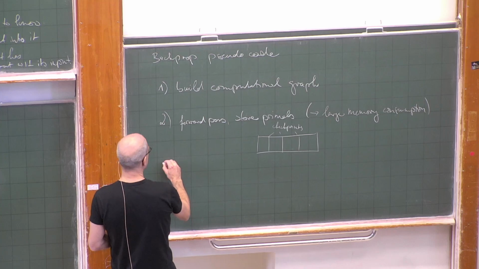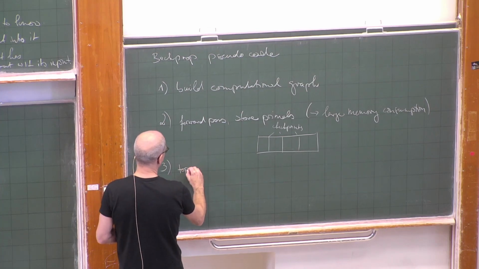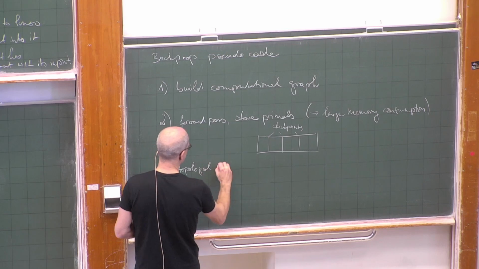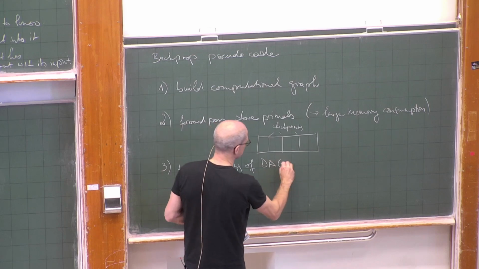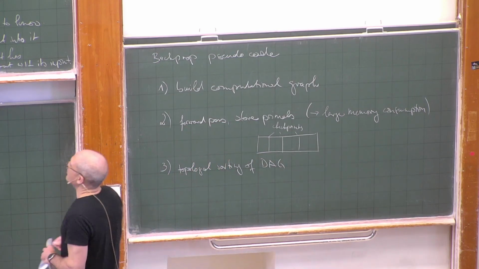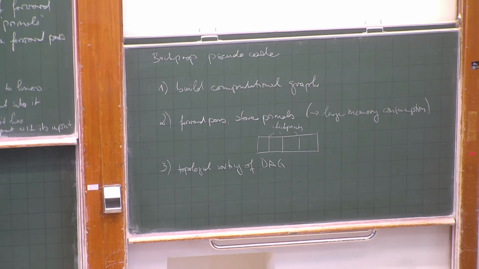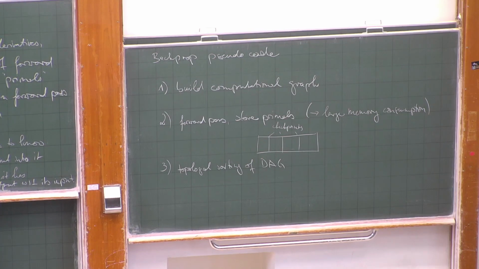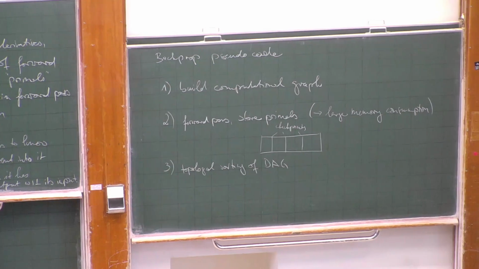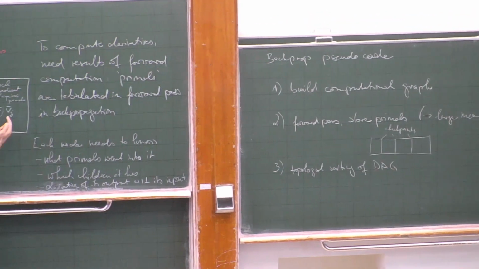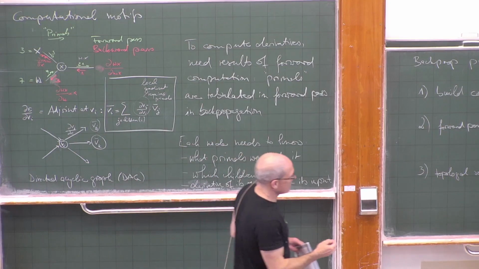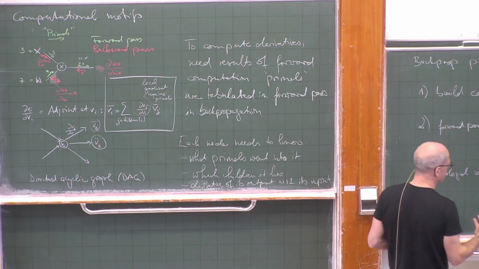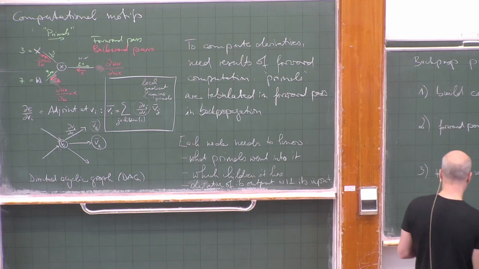All right, then you need a topological sorting of your DAG. Here this result always depended on the children. So I can only compute the adjoint at node i if I already know the adjoints at all the children. And so this topological sorting gives me an order for the executions.